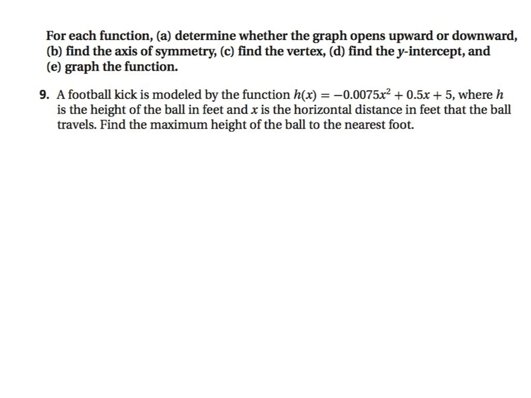So the first thing says determine whether the graph opens upwards or downwards. Well, that one's simple. So it says a football kick is modeled by this function, that height, which is h in terms of x, is going to be negative 0.0075x squared plus 0.5x plus 5, where h is the height and x is the horizontal distance in feet that the ball travels. Find the maximum height of the ball to the nearest foot.